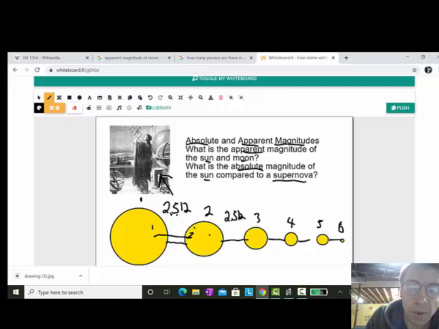So that means if we raise 2.512 to the 5th power, multiplying it by itself 5 times, then we're actually going to get 100. So that means that there's a 100 times difference in brightness between star 1 and star 6.